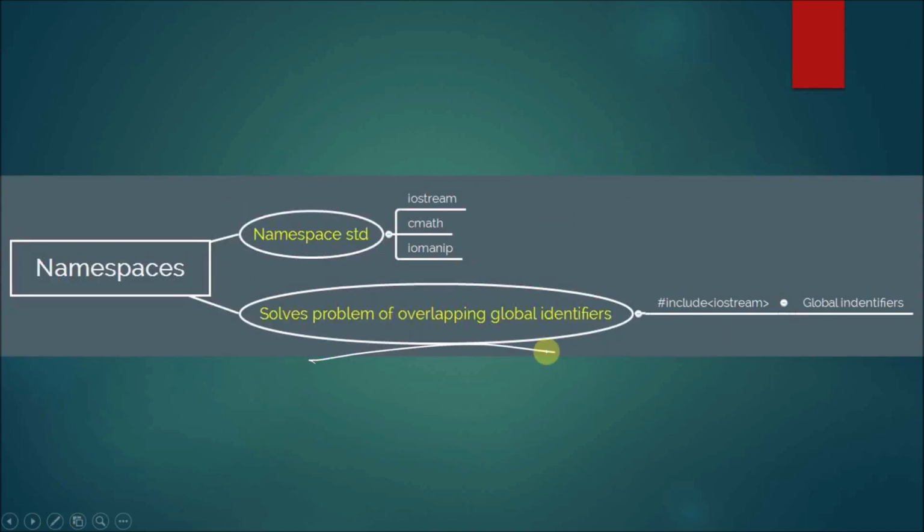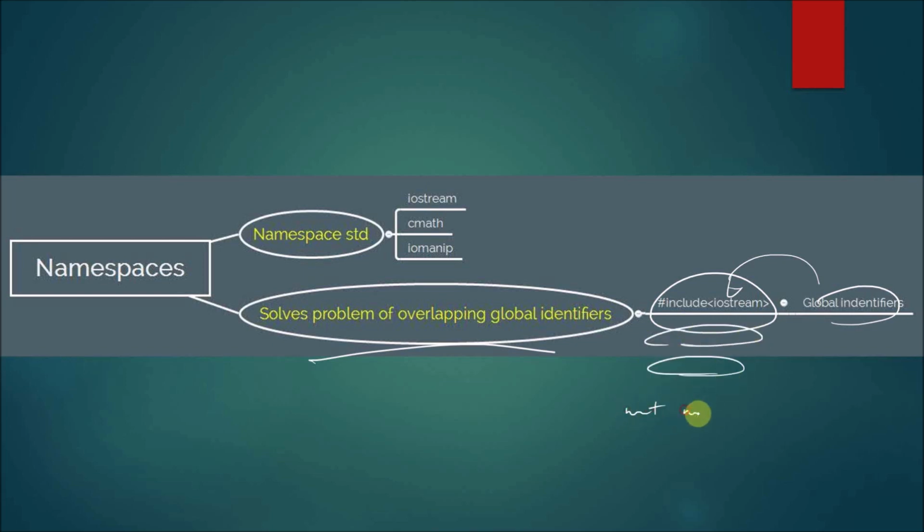Solves problem of overlapping global identifiers. Let's start here. When a header file is included in a program, such as #include iostream, the global identifiers in the header file also become global identifiers in the program. So you said #include iostream, and remember, you could have created global identifiers here, and then said something like int main, right, in your program.